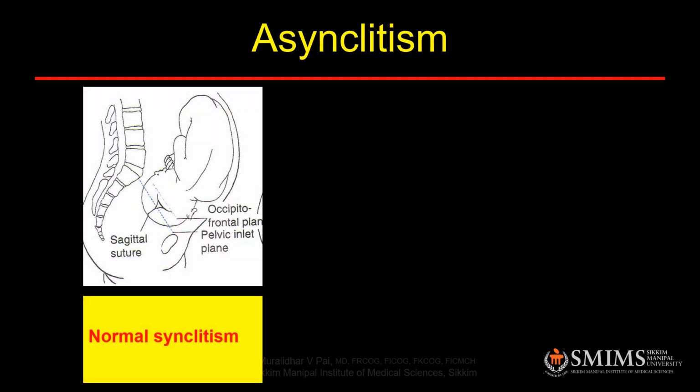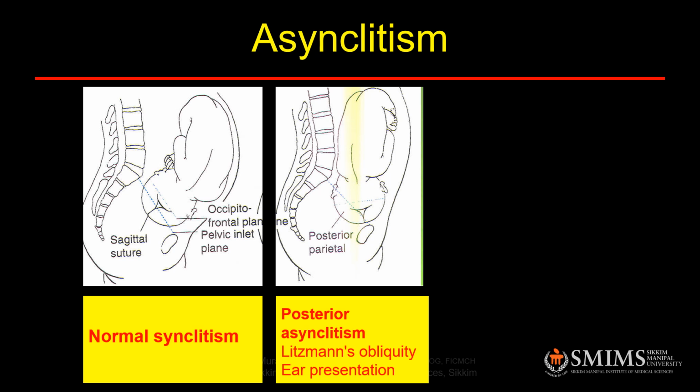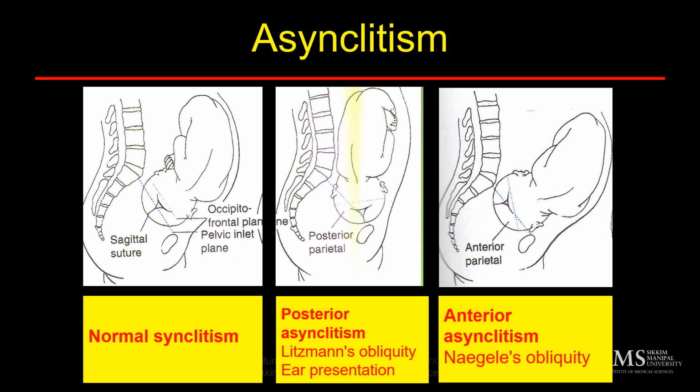When the sagittal suture is exactly in the midpoint, it's called normal synclitism. When the sagittal suture is more towards symphysis pubis, it is called posterior asynclitism or Litzmann's obliquity. Ear is the presenting part here. It's also called posterior parietal presentation. When the sagittal suture is more towards sacral promontory, it's the anterior parietal presentation, or called anterior asynclitism or Naegele's obliquity.